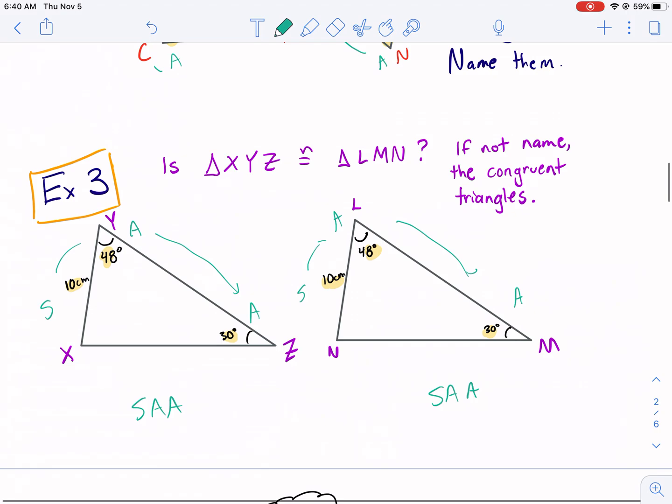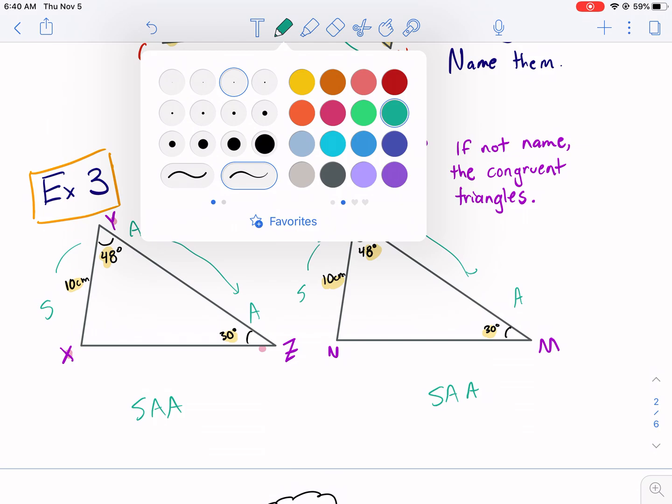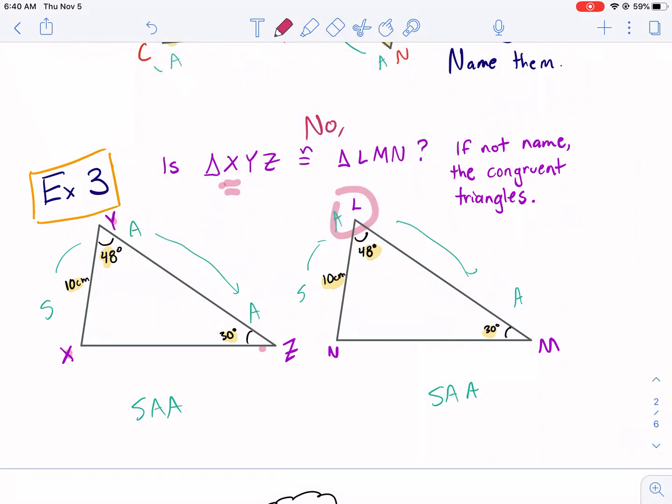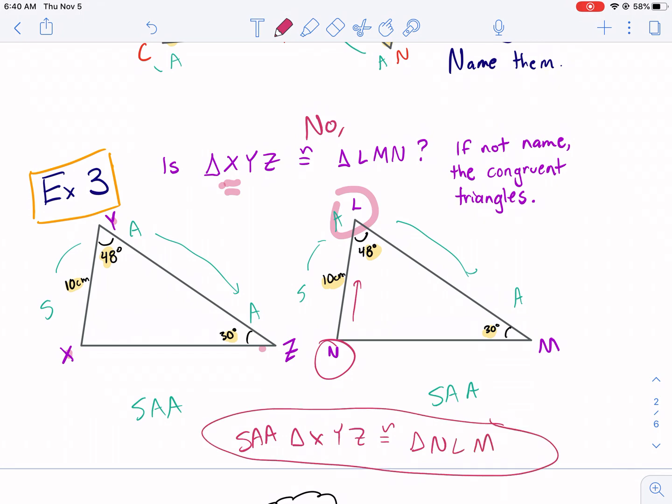So we have XYZ, let me change colors. So we have XYZ, we start at the bottom left, go to the top, and end at the right. Congruent to L, L's up here. L does not match or correspond with angle X, so these are not congruent. No. So the ones that are congruent by SAA, we can say triangle XYZ, bottom left, is going to be congruent to triangle N, bottom left, to top, L, and then M. So that is the correct way to write these congruent triangles.